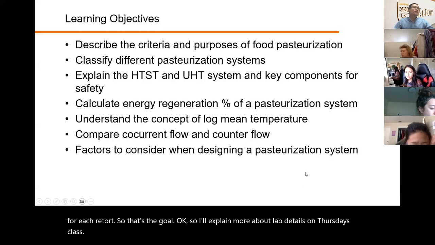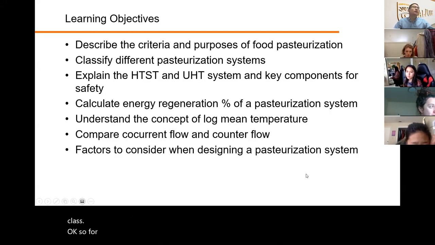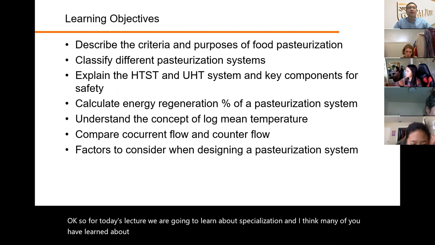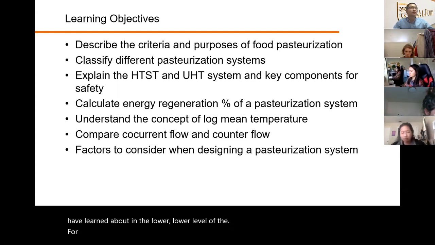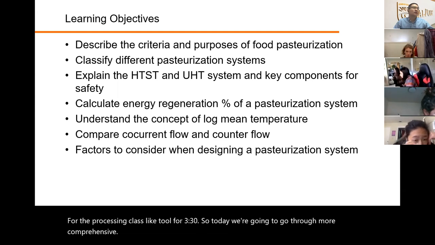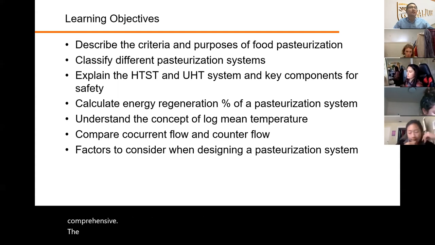Okay, so for today's lecture, we are going to learn about pasteurization. I think many of you have learned about it in the lower level food processing classes, like 204, 330. So today we are going to go through it more comprehensively, to achieve those more comprehensive objectives, okay?